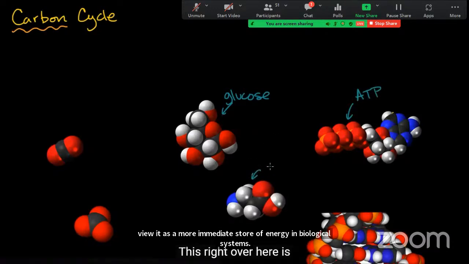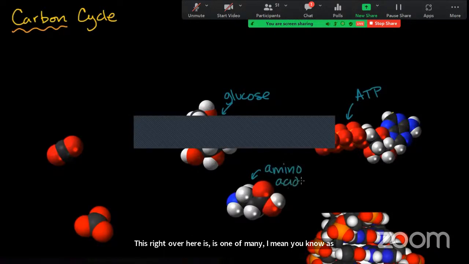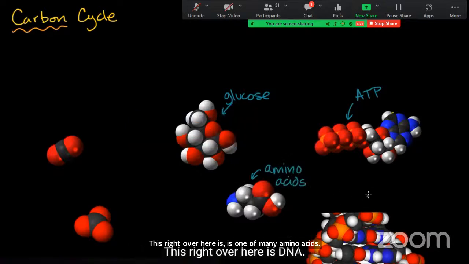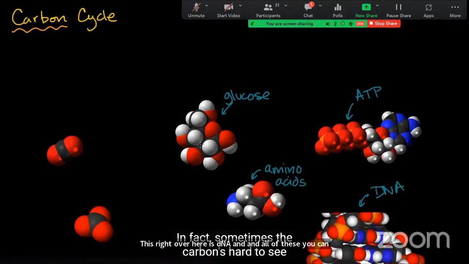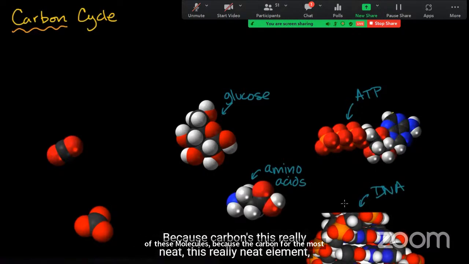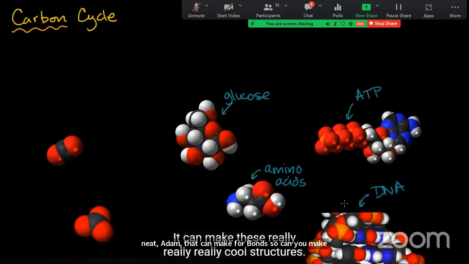This right over here is one of many amino acids. The amino acids make up our proteins. This right over here is DNA. And in all of these, you can see the role that carbon's playing. In fact, sometimes the carbon's hard to see because it's closer to the center of these molecules, because the carbon, for the most part, forms a backbone. Carbon's this really neat element, this really neat atom that can make four bonds. So it can make these really cool structures.